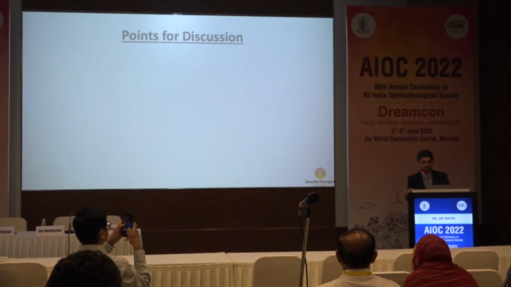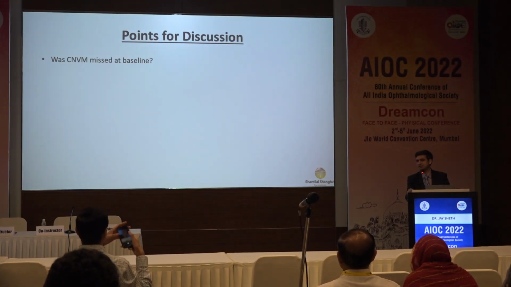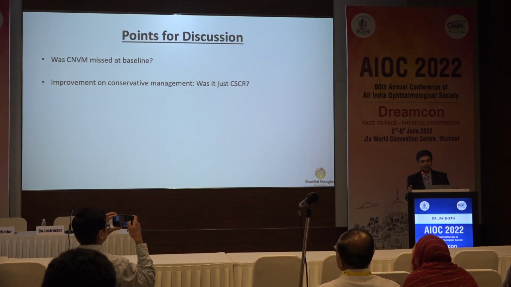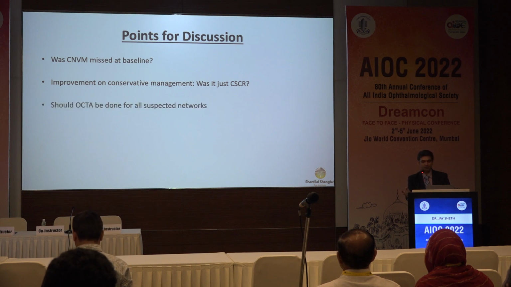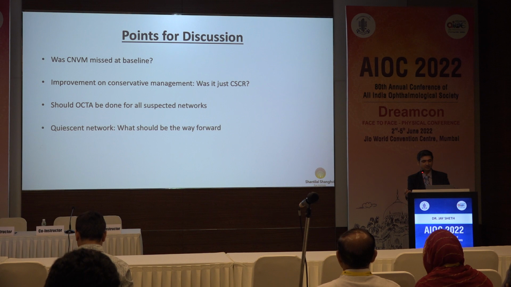So just a few points of discussion. There was a CNVM missed at baseline, and there was an improvement on conservative management. So was it just a CSR at baseline which then converted to a neovasculopathy? Should OCTA be done for all suspected networks? And if we do not have access to OCTA, what are the OCT biomarkers that may give us a hint into an early identification of an early network? And if there's a quiescent network, what should be the way forward?